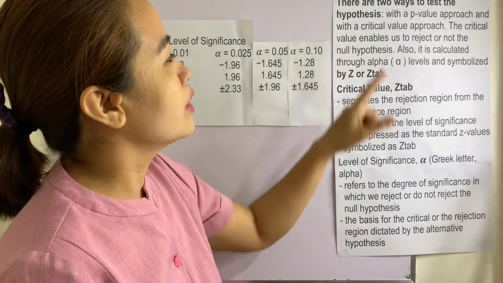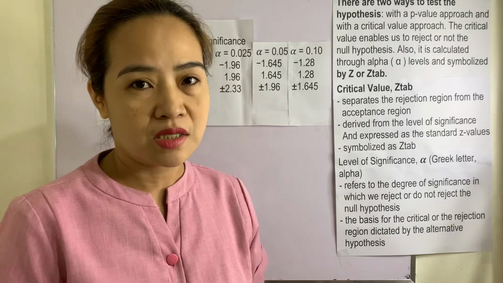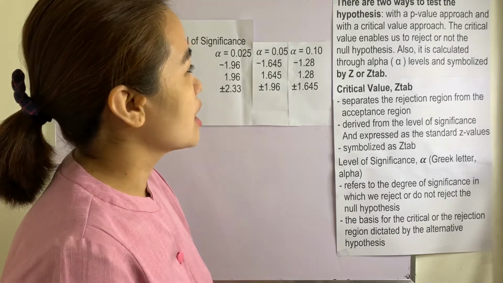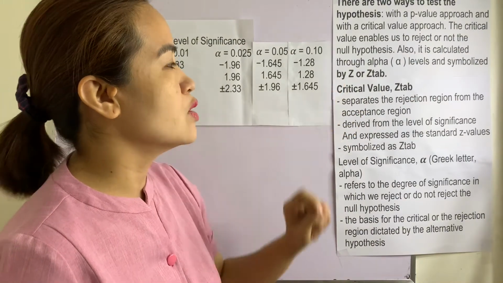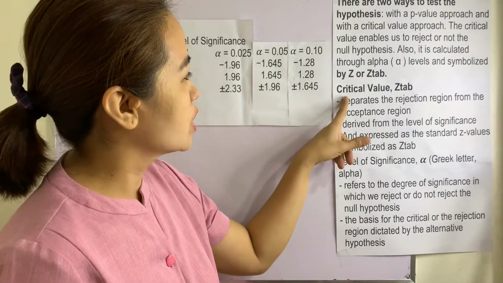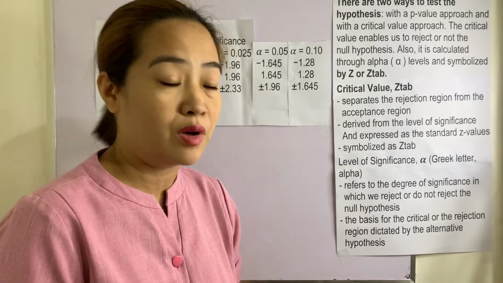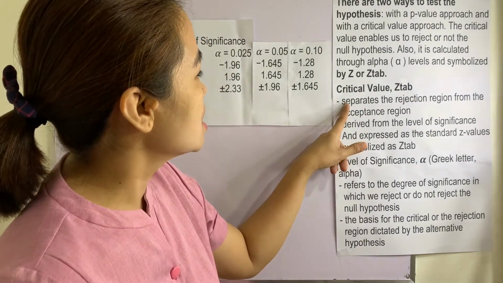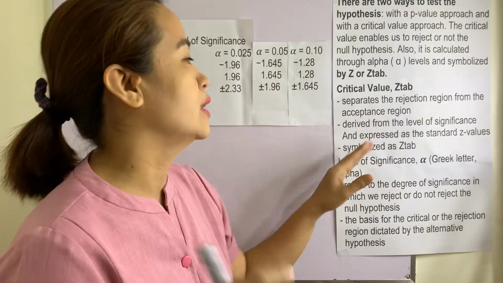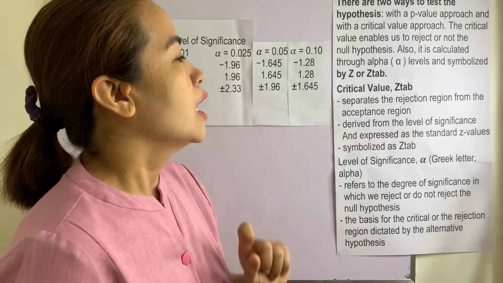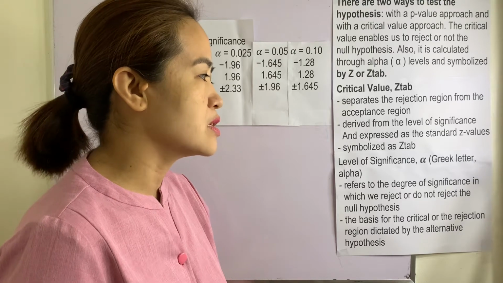The critical value enables us to reject or not the null hypothesis. It is calculated through alpha levels and symbolized by Z tab, meaning we will be using the Z table. The Z tab separates the rejection region from the acceptance region. We know that already. It is derived from the level of significance and expressed as the standard Z value symbolized as Z tab.